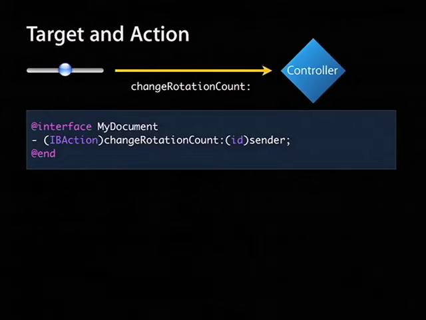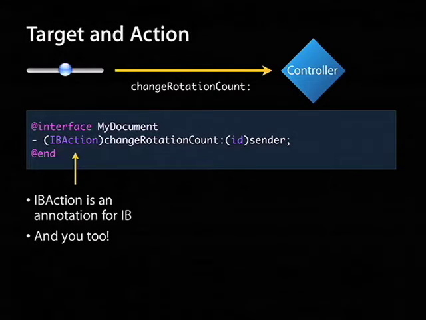Right, we declared change rotation count. This IBAction thing might be a little confusing to you at first, but all this is an annotation for Interface Builder and also for you. So when you get a Cocoa application you're not familiar with, you can look in the header files and it's really clear, hey, this method has IBAction. I know this is a method that's called from a control that the developer set up in Interface Builder.